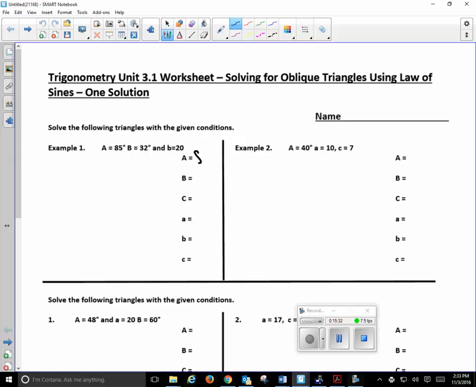So I've got A is 85 degrees. I've got B is 32 degrees. I got side B is 20. So there's not a lot of space here, but we'll make do. A, B, and C. And side B is 20. Side C and side A. Okay, B is 32 degrees. Can you find C?